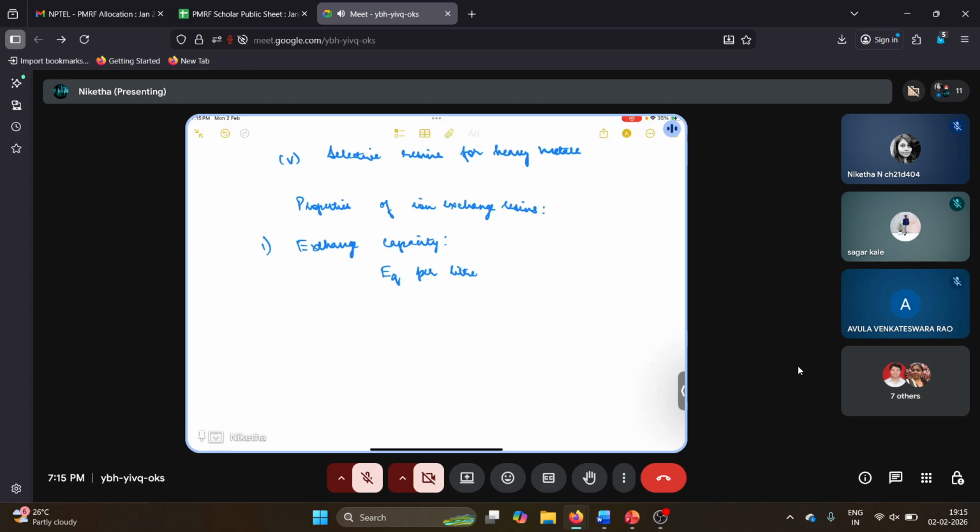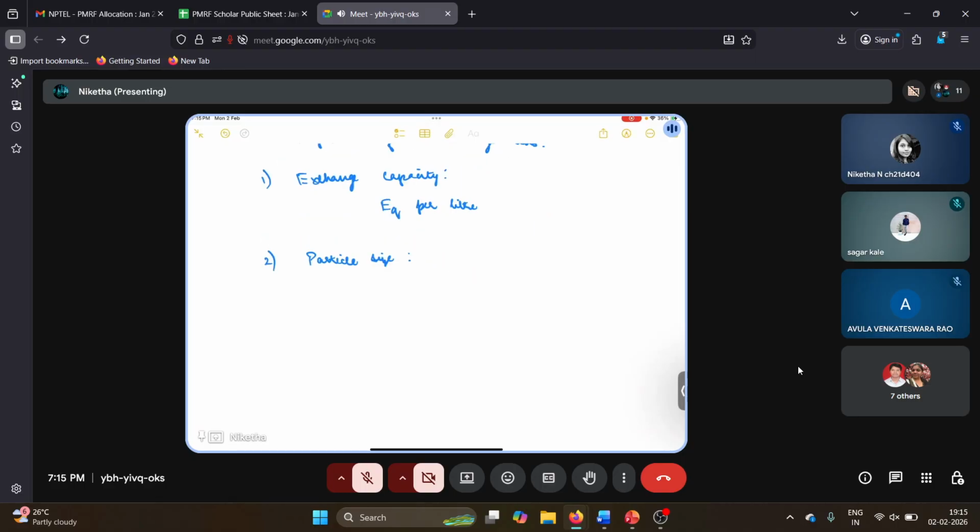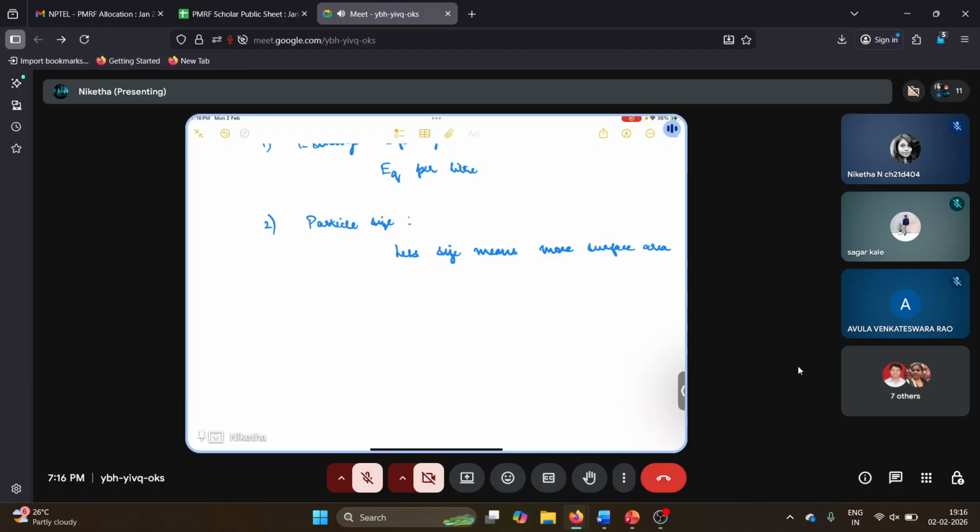And then the second property is particle size. So why particle size matters? Because less size means more surface area. So compared to bigger particles, smaller particles have the advantage here because they have a larger surface area. So that means there will be a better ionization happening. So ionization efficiency will be higher if we use smaller size particles.